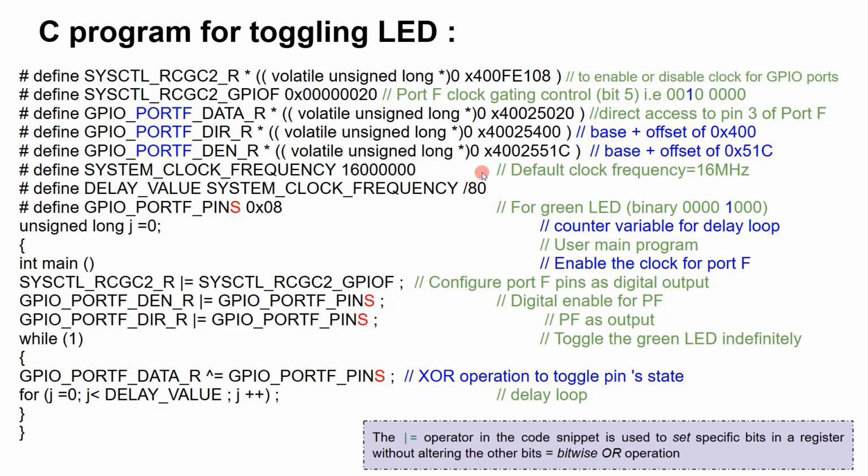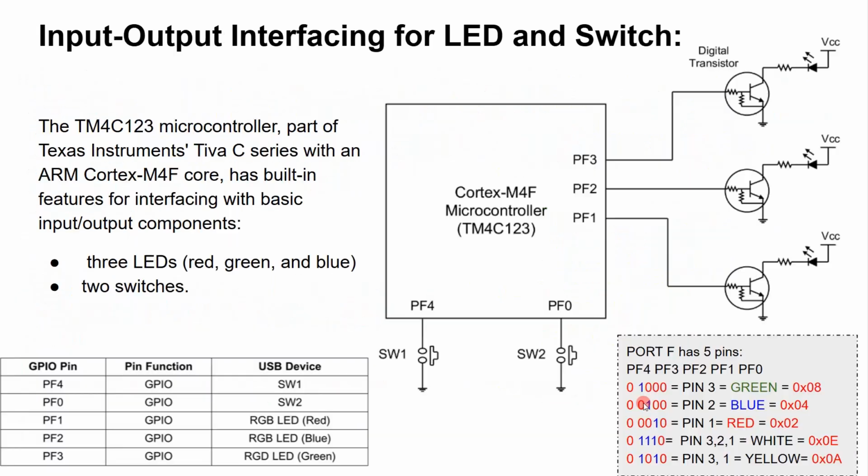And this value can be changed depending on what value we give, a higher value or smaller value. The blinking of the LED could be either faster or it could be slower. Then comes defining the pins. Now I have explained why this is 0x08. This is 0x08 because we want to glow the green color LED, and we can choose any color. So based on which color you want to glow, you need to change the value as mentioned here.